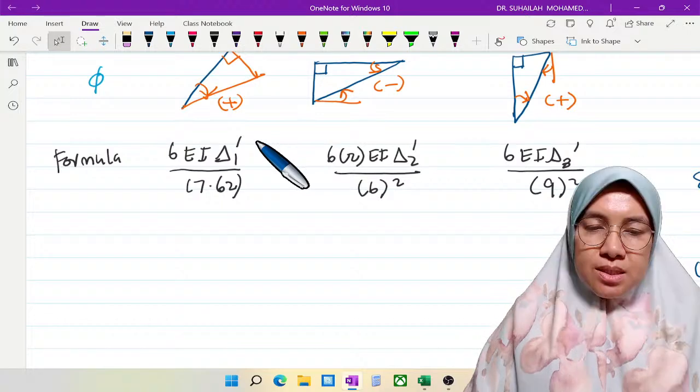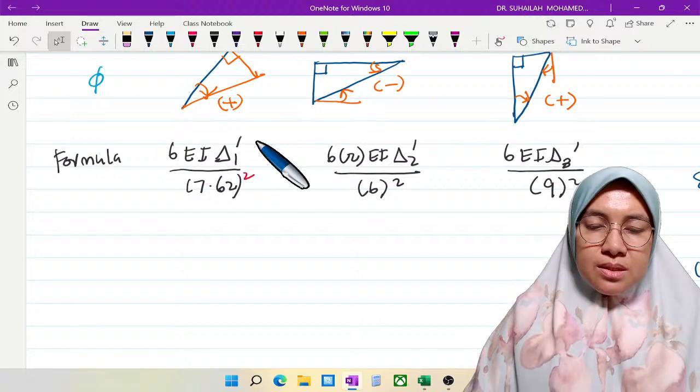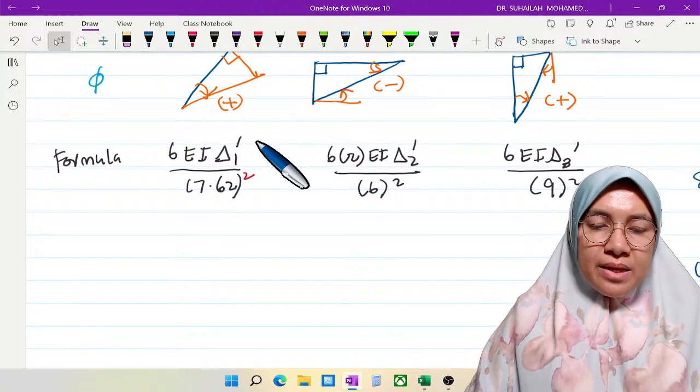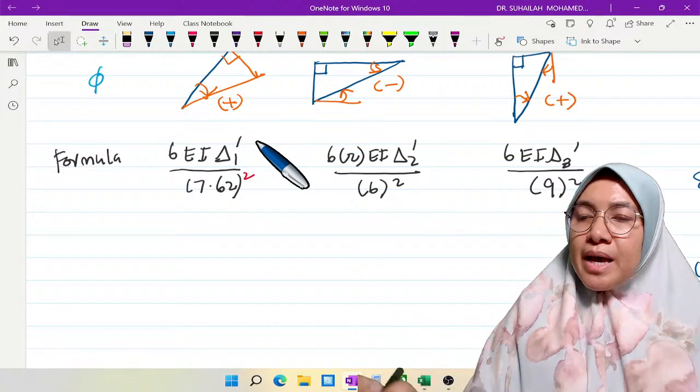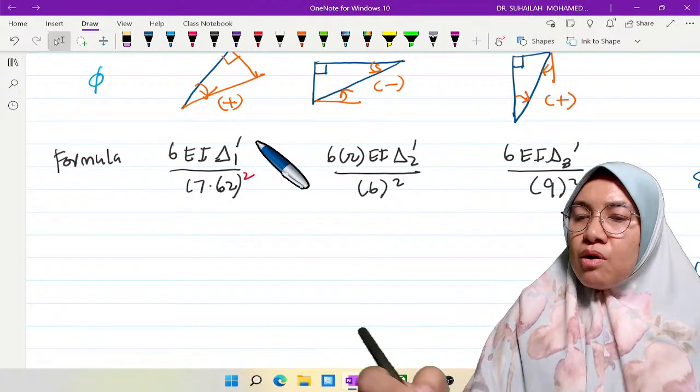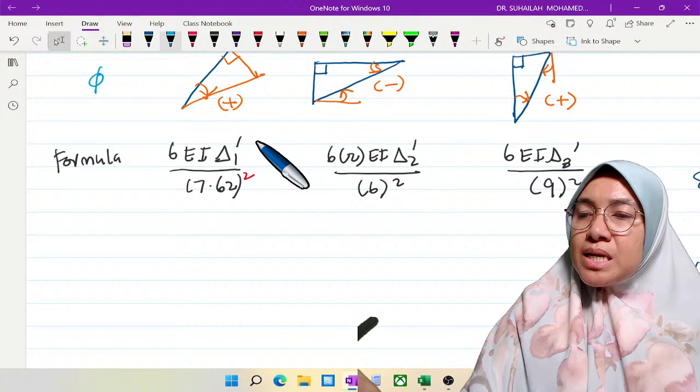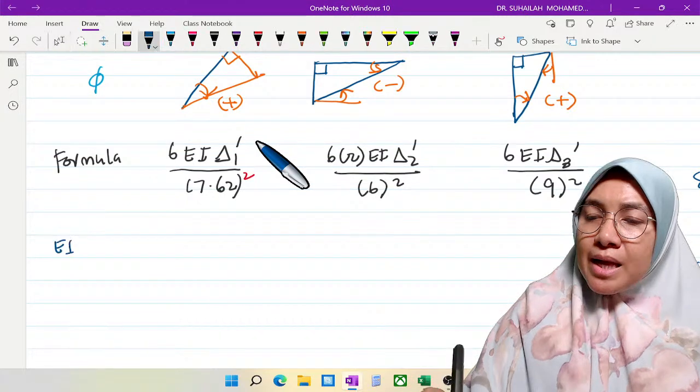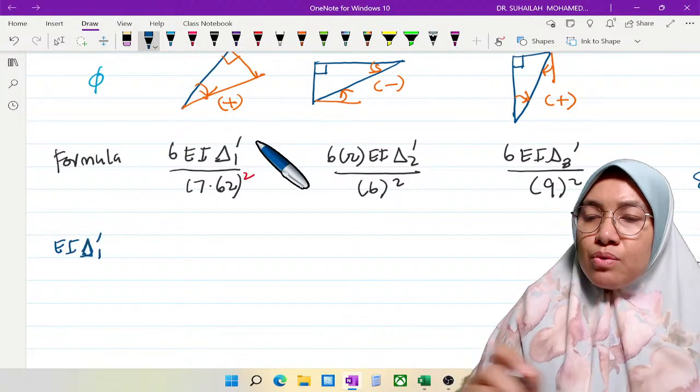So we get 6 divided by 7.62 squared. What we want is in terms of EI delta 1 prime, so this is the ratio we want. So this is 0.103.